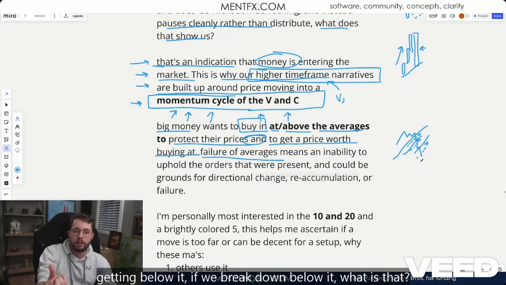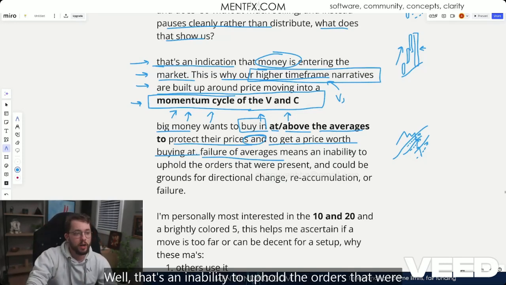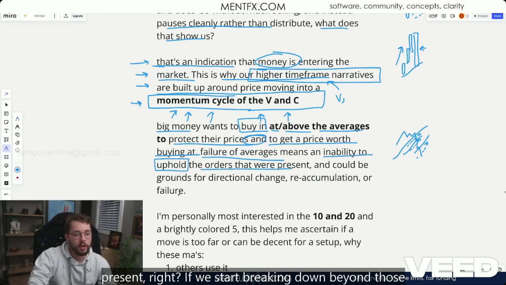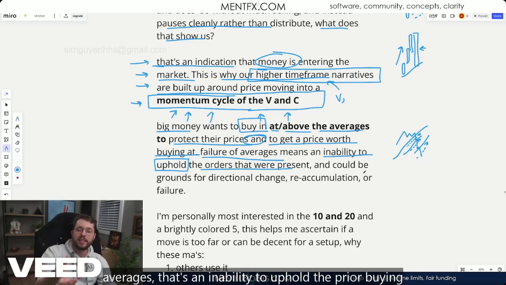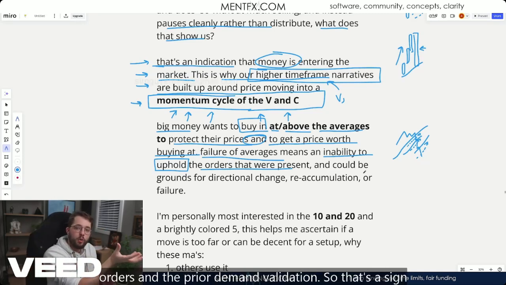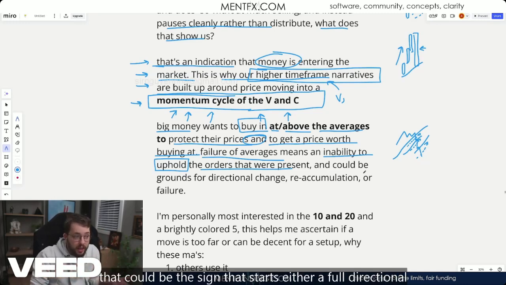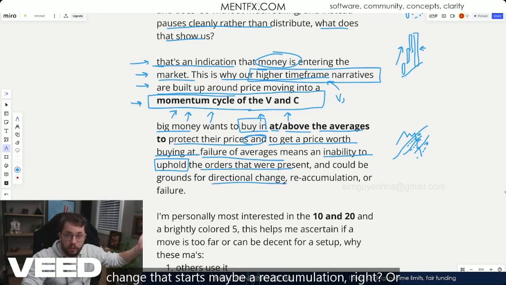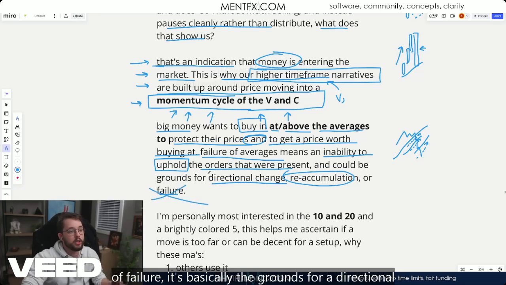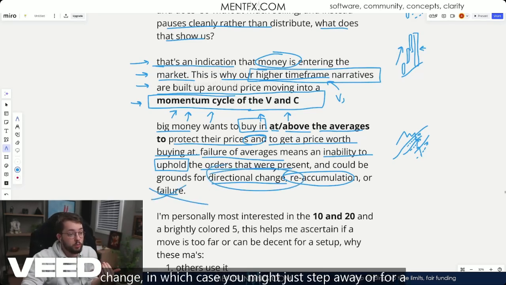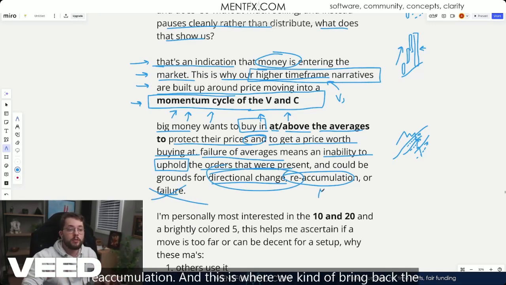But if we start getting below it, if we break down below it, what is that? Well, that's an inability to uphold the orders that were present, right? If we start breaking down beyond those averages, that's an inability to uphold the prior buying orders and the prior demand validation. So that's a sign. That could be the sign that starts either a full directional change, that starts maybe a reaccumulation, right? Or basically fails into oblivion. But basically, if we get a failure, it's the grounds for a directional change, in which case you might just step away, or for a reaccumulation.